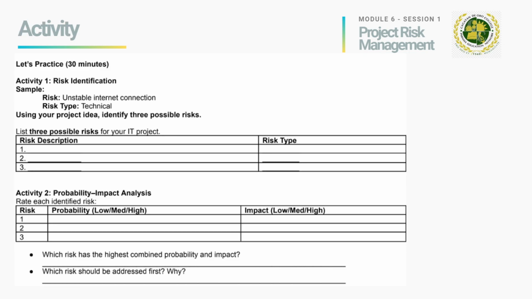All right, so in your module, I want you to answer the activity in the Let's Practice section, where activity one and activity two talk more about risk identification and probability impact. Now, I want you to list three possible risks. I want you to read the instructions there and just follow, because everything is already placed there. So we're going to be moving on to our session 2, module 6, right after doing this activity.